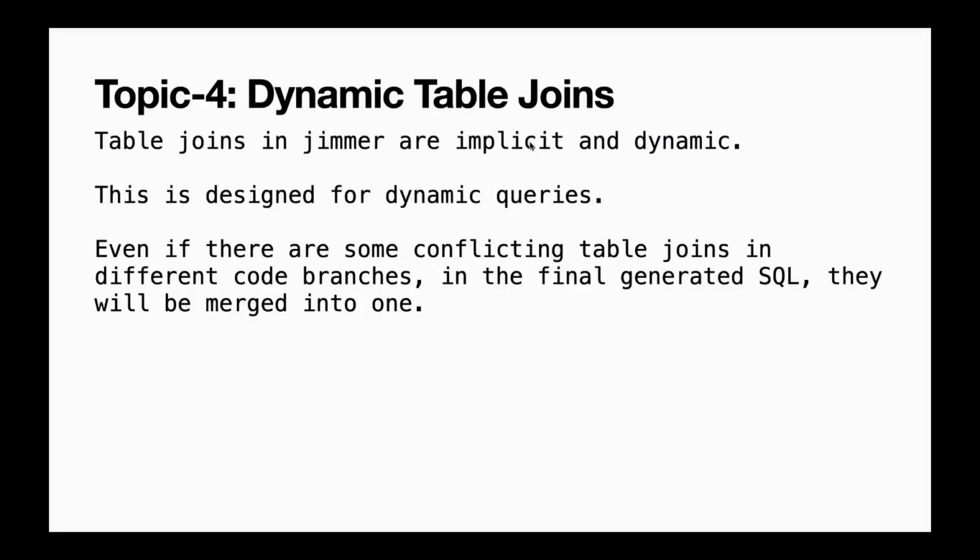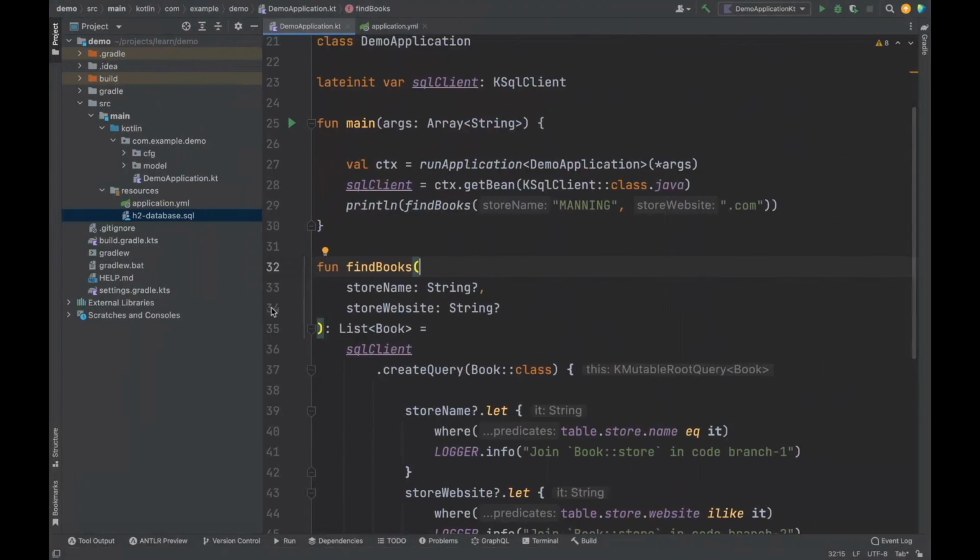The fourth topic, dynamic table joins. Table joins in Jimmer are implicit and dynamic. This is designed for dynamic queries. Even if there are some conflicting table joins in different code branches, in the final generated SQL, they will be merged into one. Alright, switch to IntelliJ.